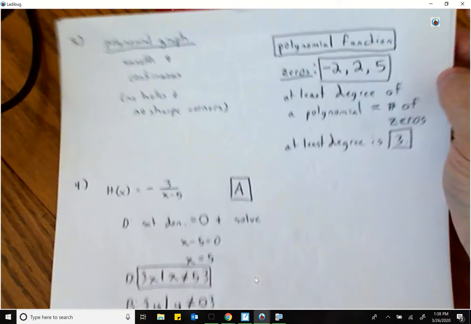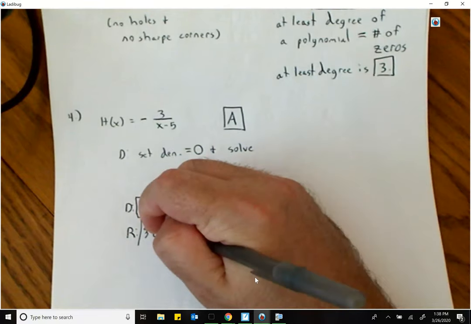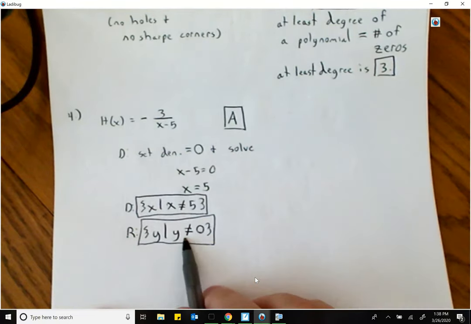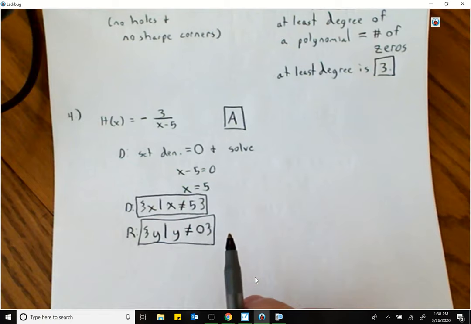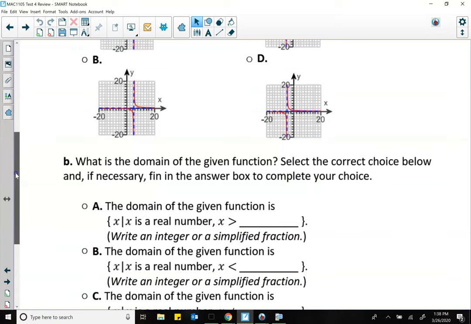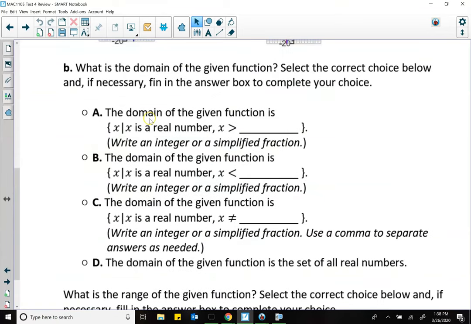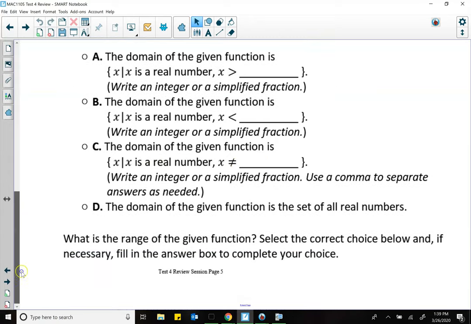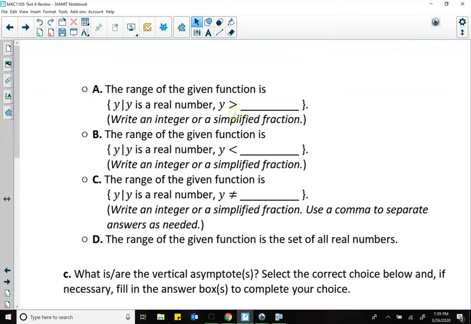So there's the range that we just talked about. We like every value but the zero. Okay? So if we go in and we're looking at this information, we would choose C for the domain here, and we would put in the number 5. For the range, we have to continue on to the next page because it was just too large of a page. For the range, we would choose C and put in the number 0.